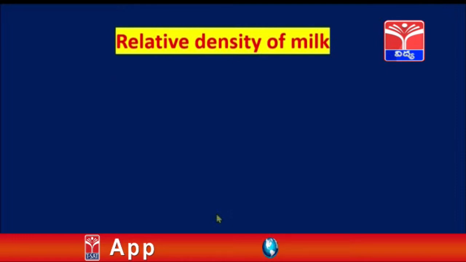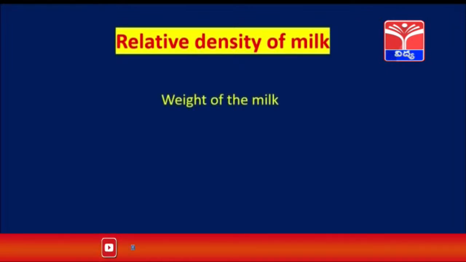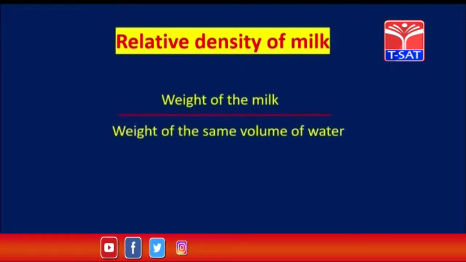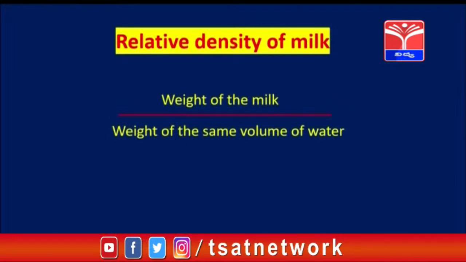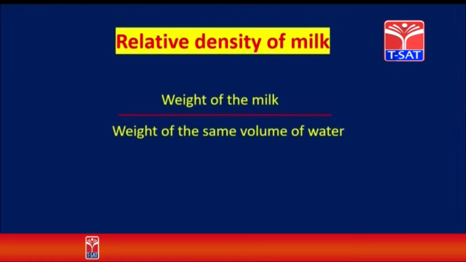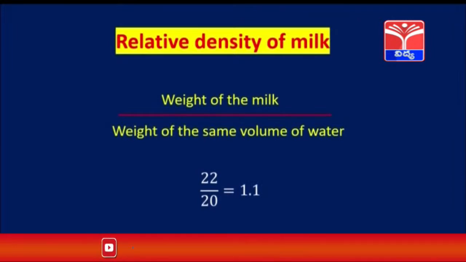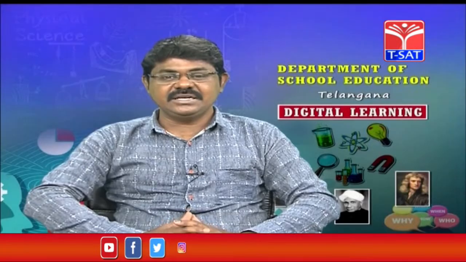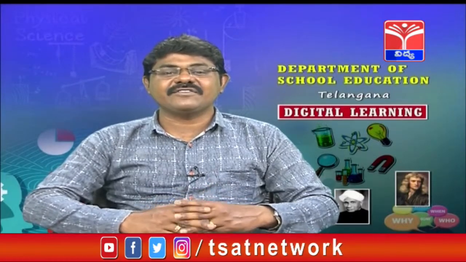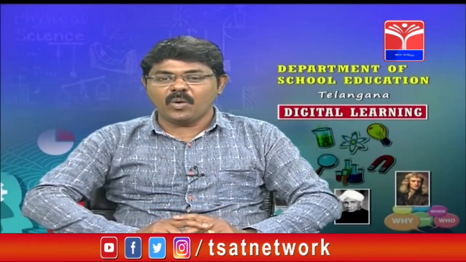Now, how do we find the relative density of the milk? By substituting in that formula: weight of the milk by weight of the same volume of water. Simply substitute the values in this formula. The weight of the milk is 22, and the weight of the same volume of water is 20. So, you will get 1.1. With that activity we can say that the relative density of milk is 1.1.